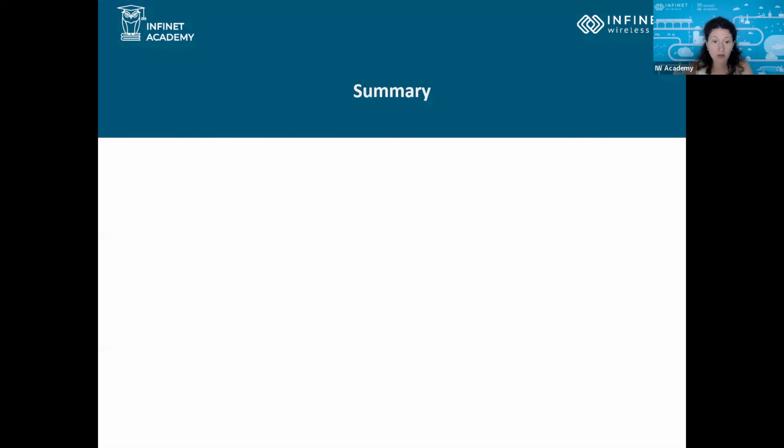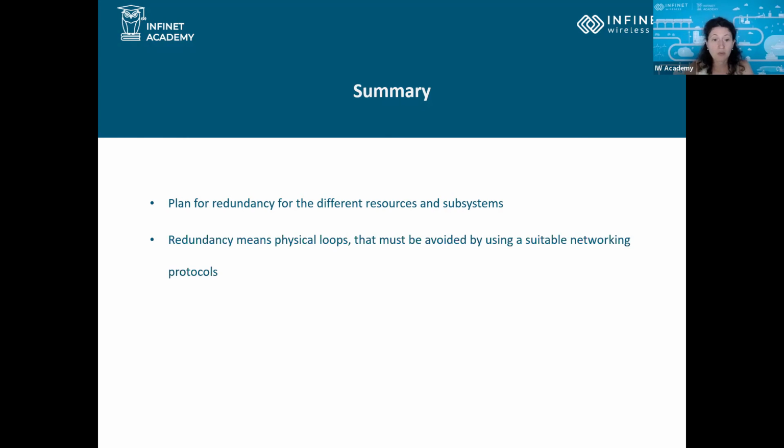At the end, I want to summarize the important aspects that you must keep in mind from our webinar. First, you must plan your network from the beginning to include redundancy for the different subsystems, even if it refers to infrastructure, equipment, power supply, or people resources. Next, when implementing redundancy for your infrastructure, you introduce loops in your network, so you must use an appropriate protocol or configuration in order to avoid the broadcast storms.